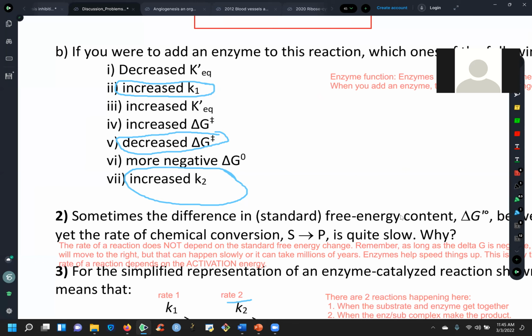The more negative the better. So decreasing delta G means that it will be more negative. Your delta G will be more negative, and that's great. You added an enzyme, it reduced the activation energy that you require to make that reaction happen, and so the delta G is more negative. And then the third one is increased K2.